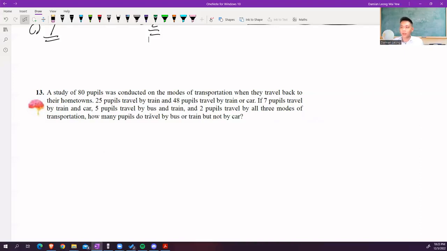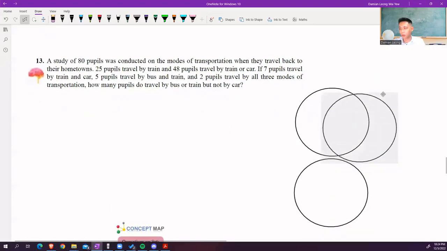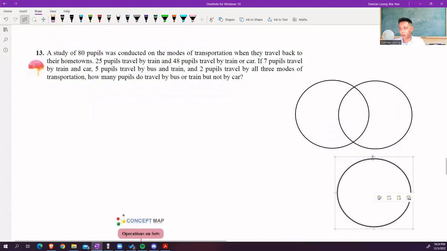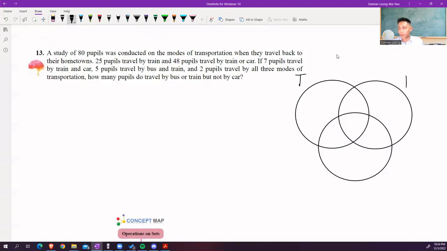Okay. Again, let's sketch out the Venn diagram. So I have train, bus, and car. Okay, so 2 pupils travel by all 3 modes. Always start with the middle.